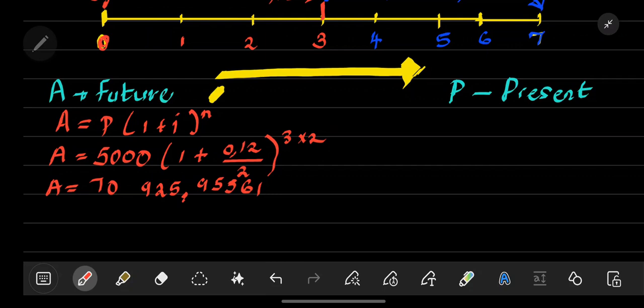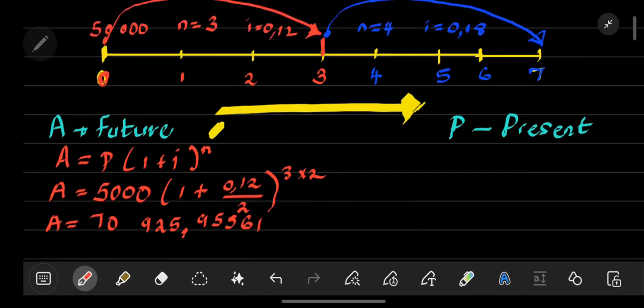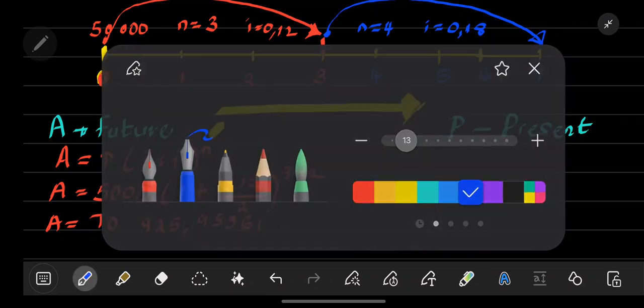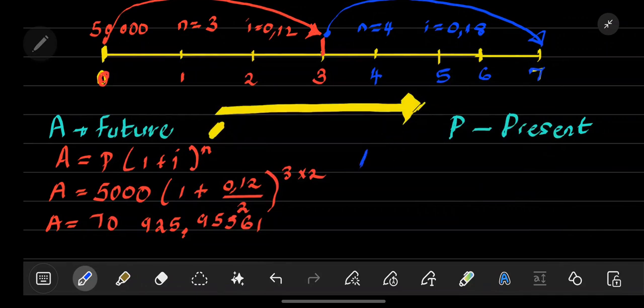And then remember this A now. It is the A here after 3 years. But remember I said after 3 years, this is exactly where our blue transaction will run. So let's start our blue transaction. So we say that A is equal to P into 1 plus i to the power of n.